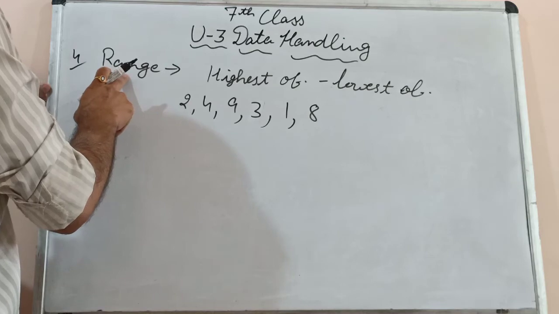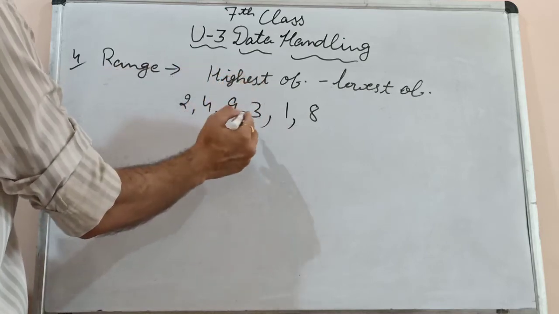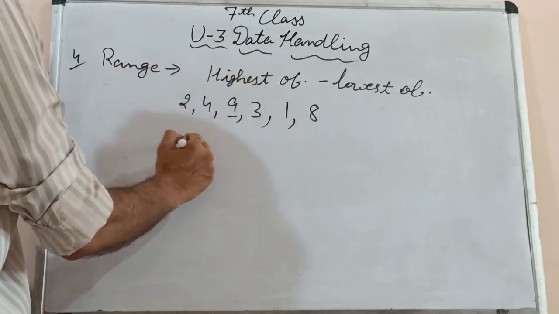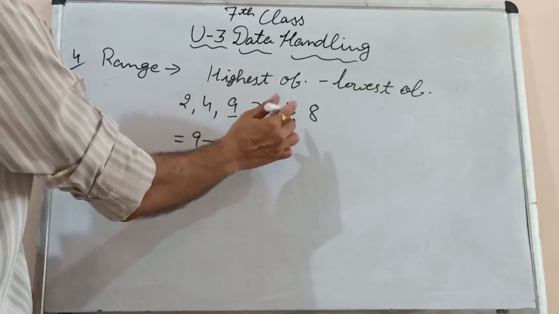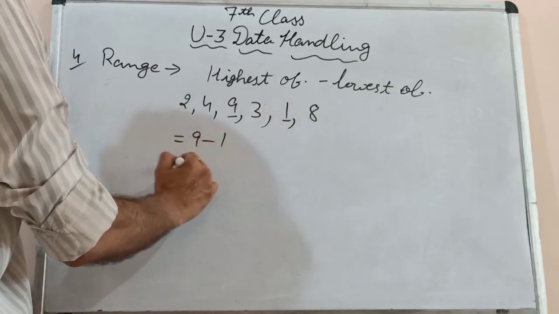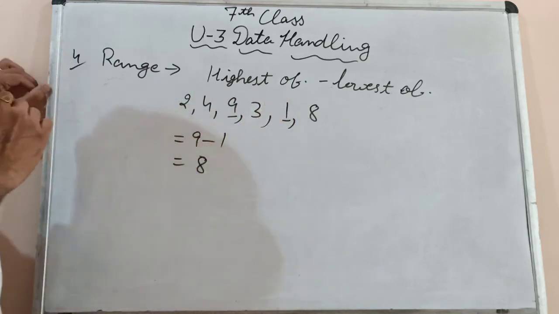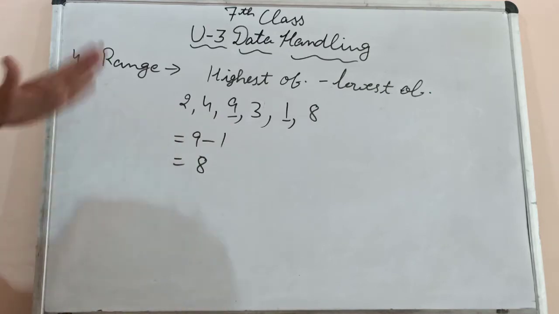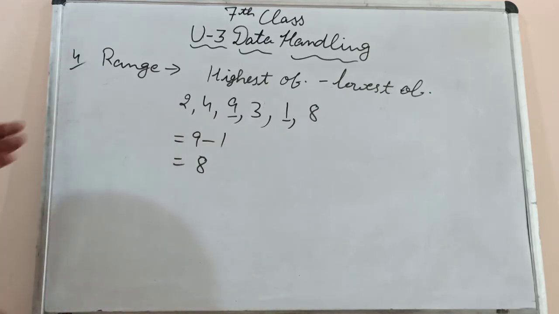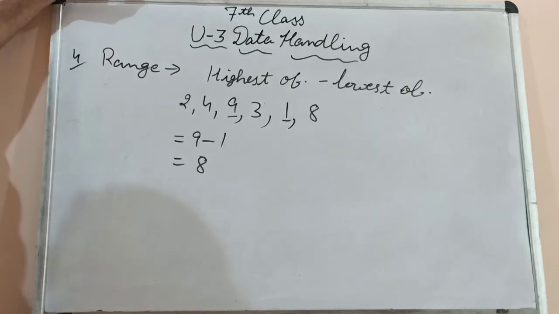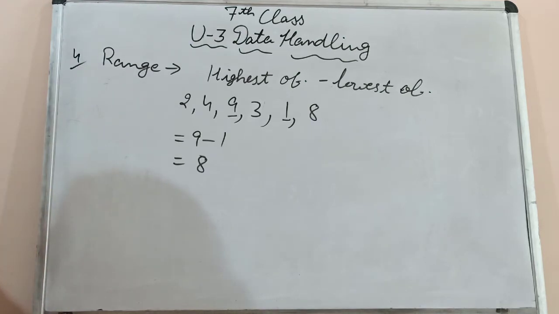Now we have to find range. Now the highest observation here is 9 and the lowest observation is 1. So the range will be 8. Okay, from subtracting the highest from the lowest, we will get range. Okay, so range is the highest observation minus lowest observation.